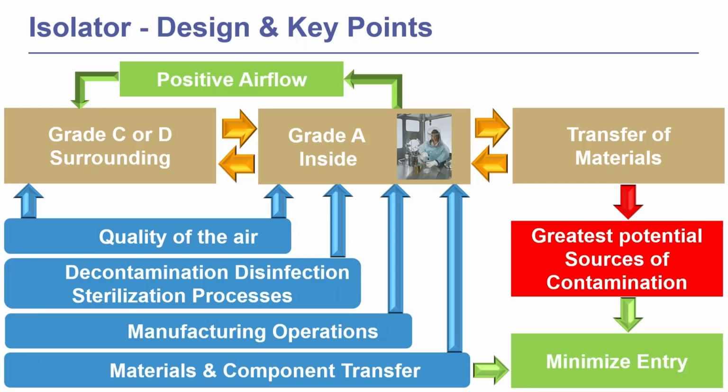All the elements of the cleanliness of the isolator and the operations performed inside must be under control, including the quality of the air, the decontamination, disinfection and sterilization processes, all manufacturing operations, but also the transfer of material and components. The transfer of this material and these components is the greatest potential source of contamination, and it is important to minimize the entry, with the objective to minimize the risk of contamination.